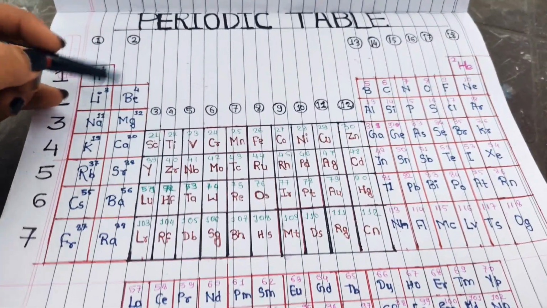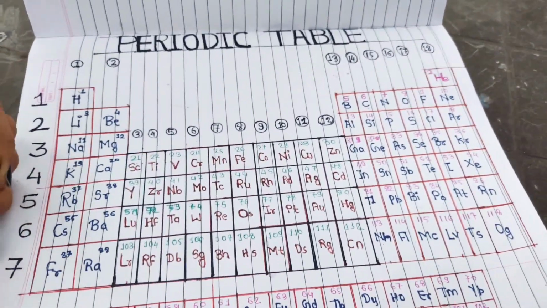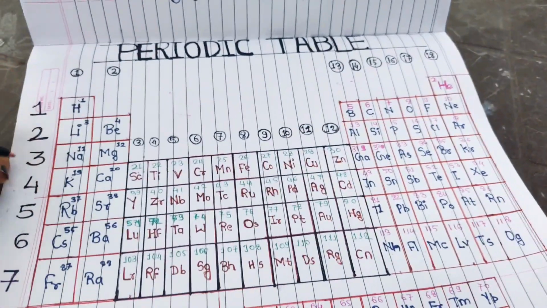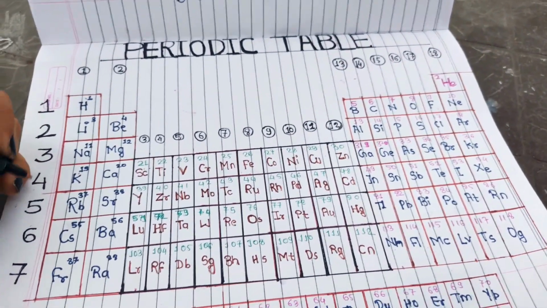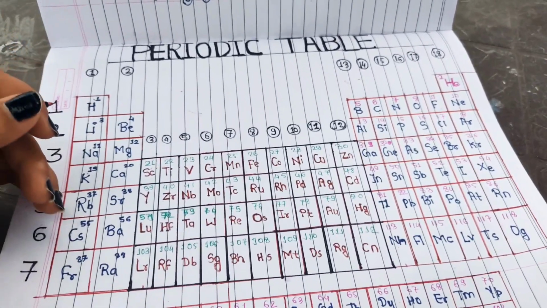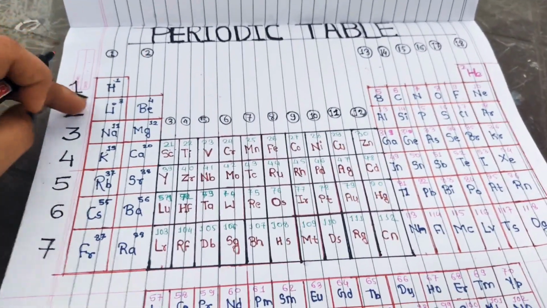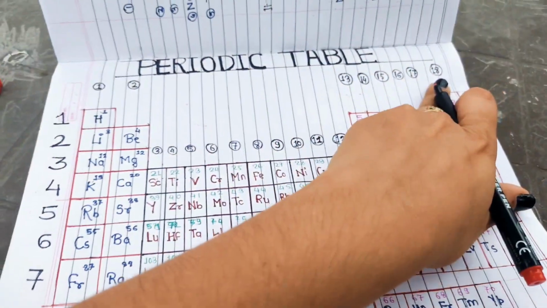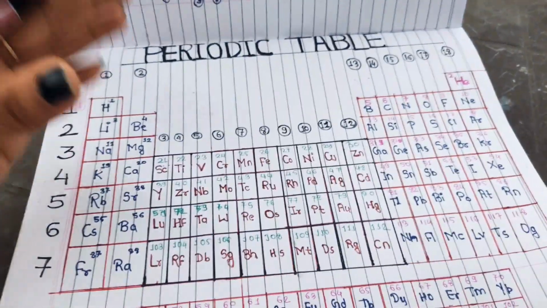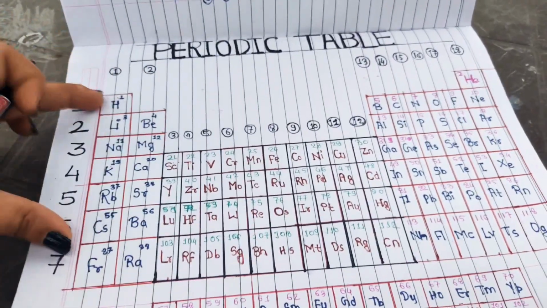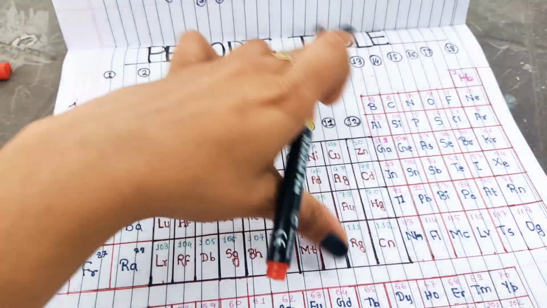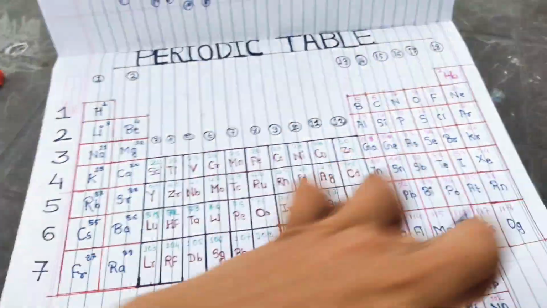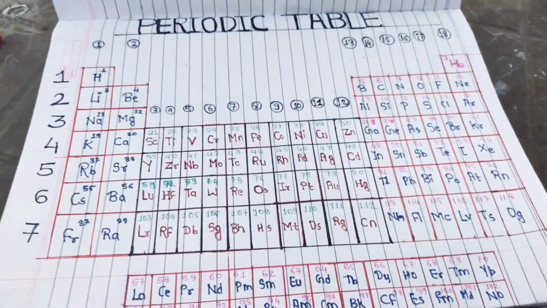As you can see, I have written here 1 to 7 and from 1 to 18. So what is this? What does it mean? So many questions arise from this. Let me explain: from 1 to 7 these are periods, and from 1 up to 18 these are groups. So we can say that in the periodic table there are 7 periods and 18 groups. There are 118 elements in the periodic table, as you can see.